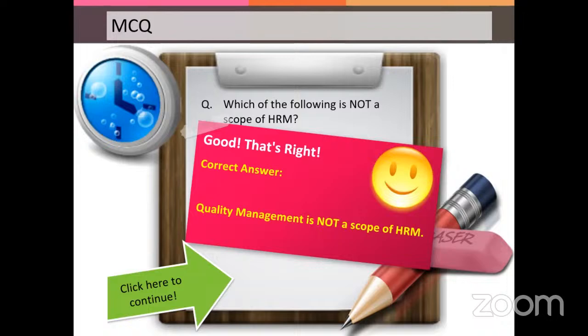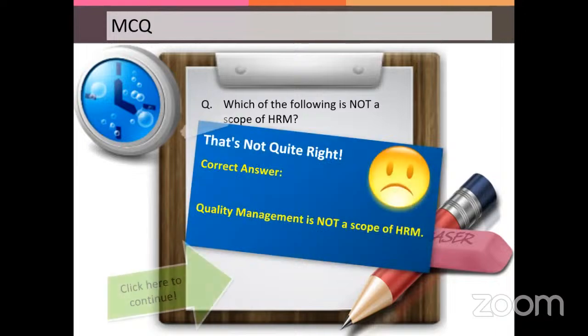So whatever be your answer, the right answer here is quality management. It's not part of the scope of HRM.